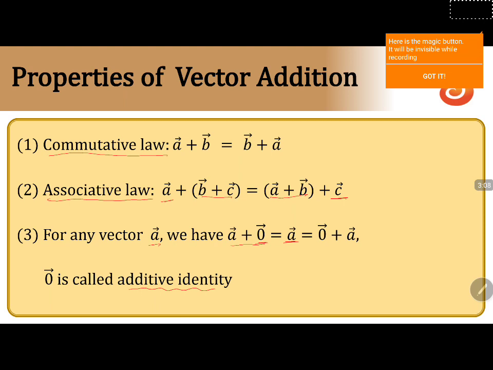The same thing can also be done in one more way, that is the addition of zero vector plus A vector, again it gives rise to the same vector known as A vector. So we can say that the zero vector is called the additive identity.